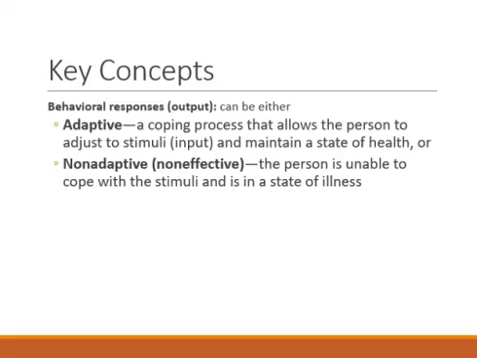Okay. So we have behavioral responses can be either adaptive or non-adaptive. So that's pretty basic. So adaptive is just a coping process that allows the person to adjust to the stimuli or the input and maintain a state of health. Or they can be non-adaptive or non-effective, and the person is unable to cope with the stimuli and is in a state of illness.